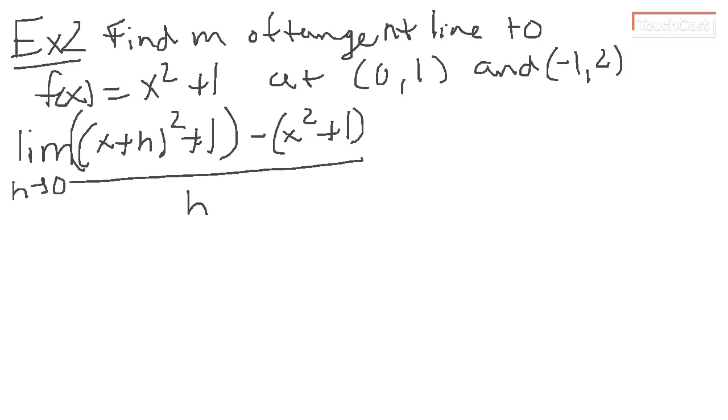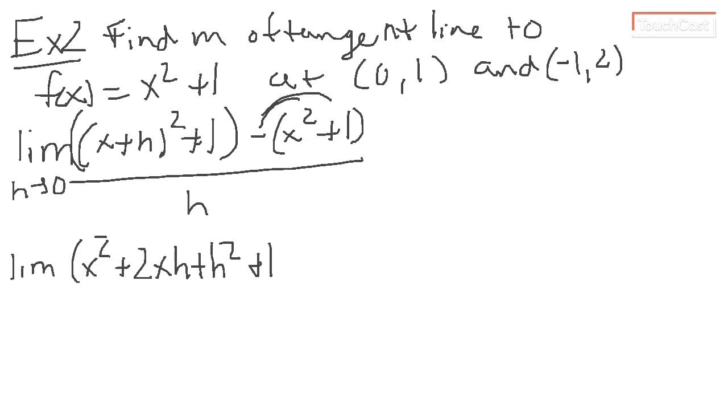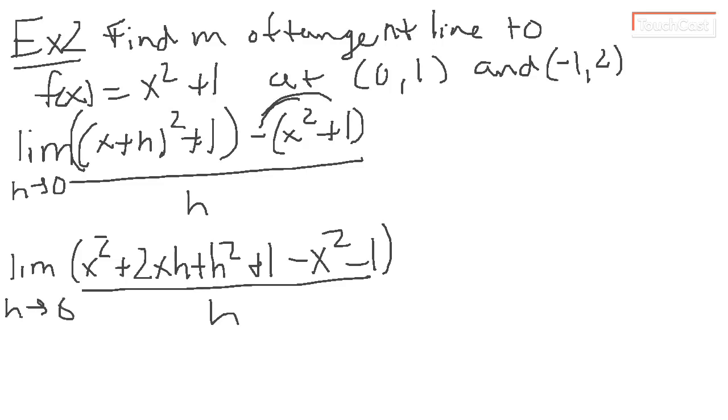Now let's clean it up. If we are using our algebra tools, x plus h quantity squared, if we were to multiply that out, what we're going to get is x squared plus 2xh plus h squared plus 1. And while I'm at it, I'm going to distribute the minus sign to the x squared plus 1. So we're going to have minus x squared minus 1 all over h as h goes to 0.